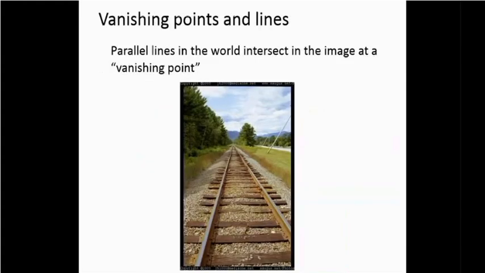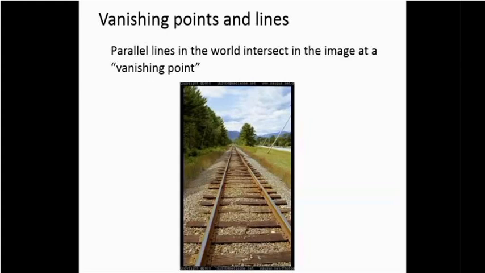So one important concept and tool that we can use is the idea of vanishing points and vanishing lines. The idea of vanishing points is that all lines that are parallel to a given 3D direction will intersect at a single point in the image plane. So in this case, there are these two rails, and you can see also the line formed by the sides of the grass, they all intersect at this single point.